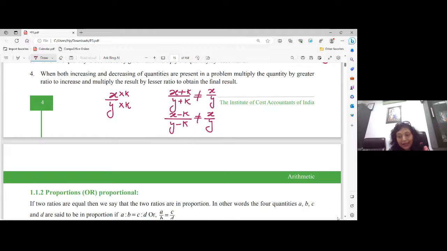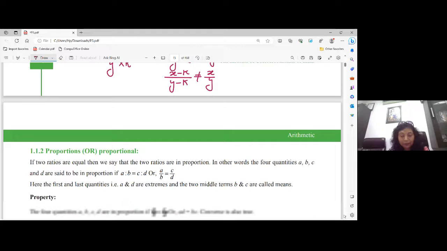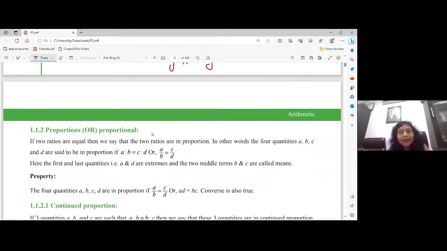Let's move to the second part, which is called proportion. Proportion is directly related to ratios. We say comparison of two items is called ratio, and proportion is equality of two ratios. Equality of two ratios is called proportion. That means when two ratios are equal, then we say the ratios are in proportion to each other.